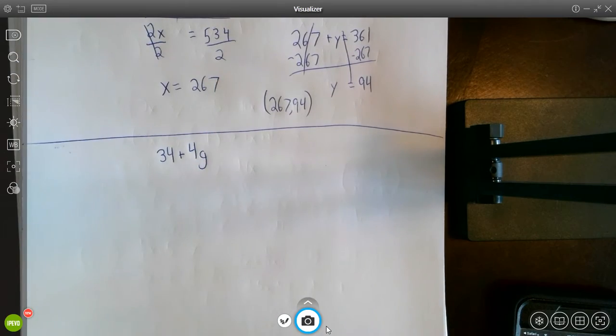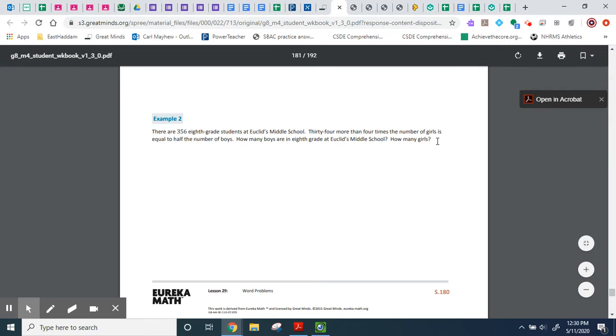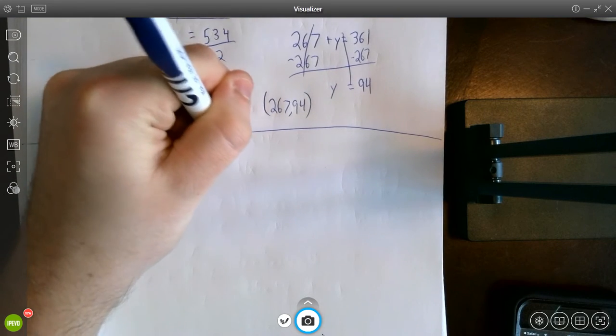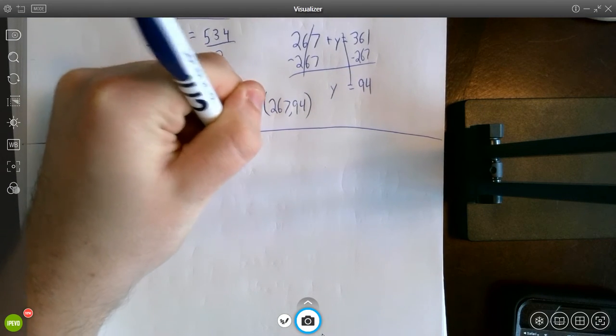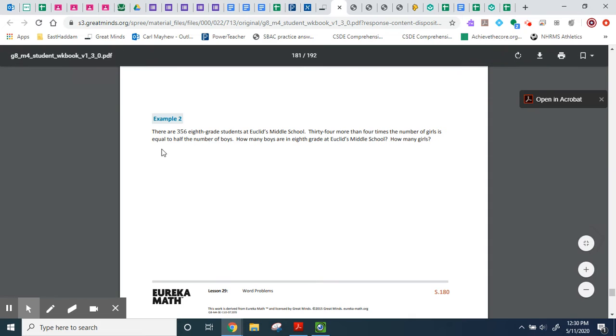I'm going to use G for girls this time. Is equal to half the number of boys. Equals 1/2 B. So that's our first equation there. Not really as nice as the previous one, so we might have to do a little bit of work there.